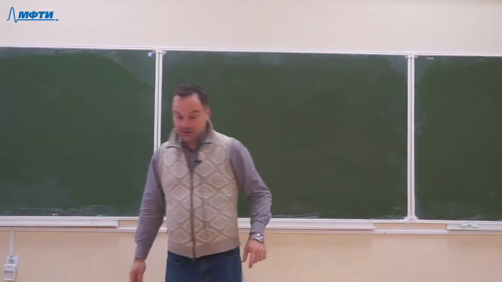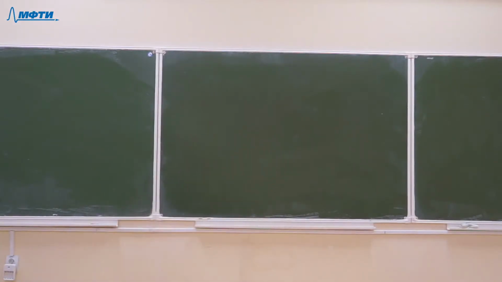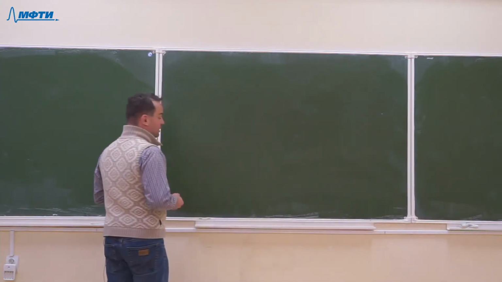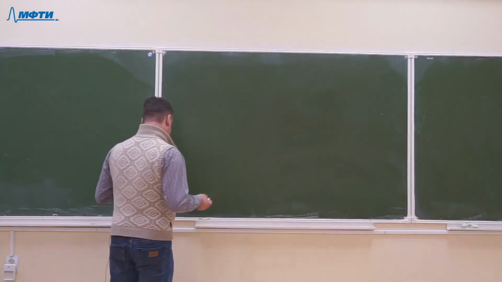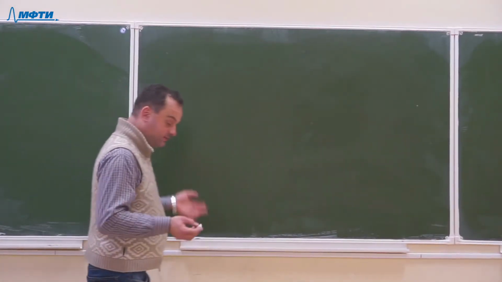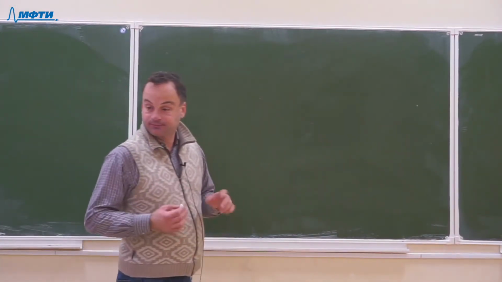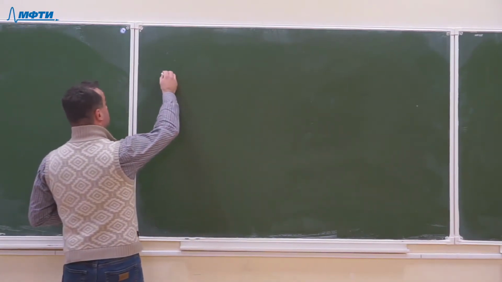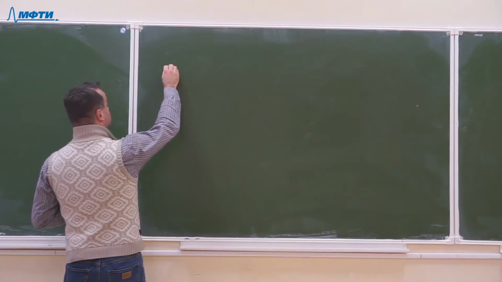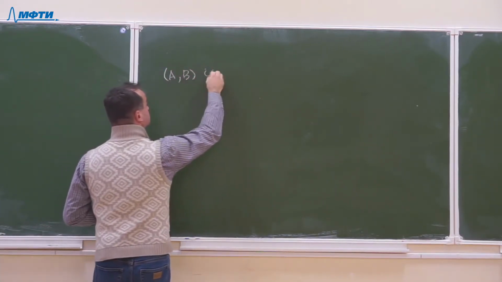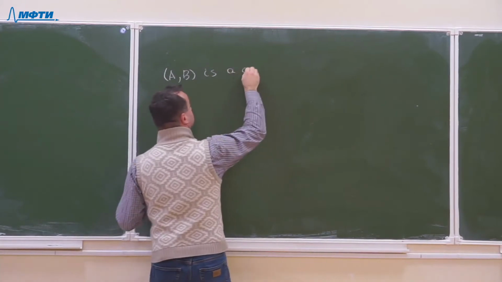Well, let's start. We have proved the easy part of Vosper's theorem. So, where did we stop? We stopped at the hard part of the theorem, where we know that (A, B) is a critical pair.